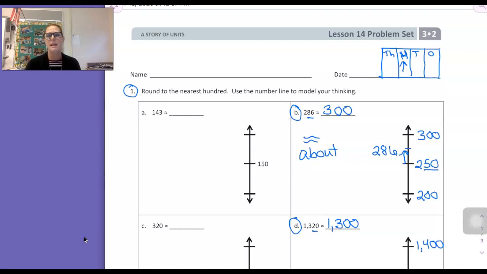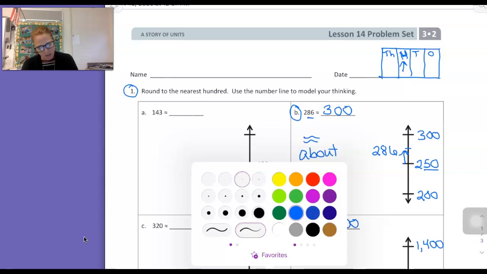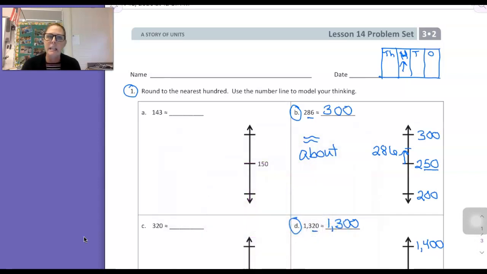These are the problems that you don't have to do, but you can for a little more practice and a little bit of a challenge. So we're going to go through and do the parts of number one that we didn't do before. And I'm going to change my color of ink so that you can see the difference.